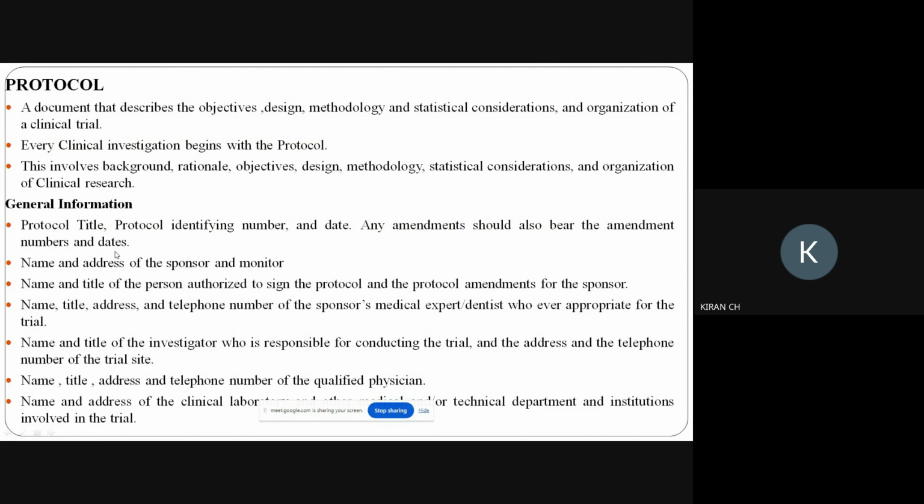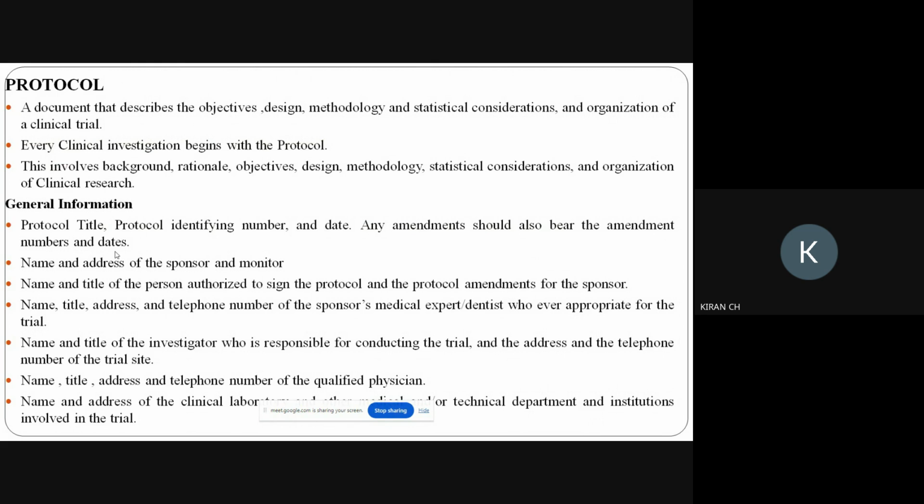As I said, if any changes are done in the current protocol, then in the amended protocol we'll keep the version. If the previous is version 1, in this amended protocol we'll keep version 2, and when the version 2 date was effective, that one we'll mention.